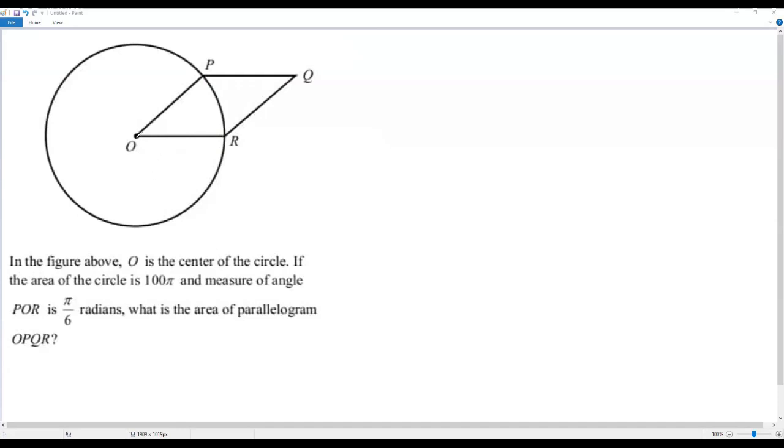Okay, in this question, we have to find the area of this parallelogram OPQR. If I want to get the area of a parallelogram, there is a formula, that is base multiplied by height. When I multiply the base of the parallelogram and the height of the parallelogram, I'll be getting the area of the parallelogram.